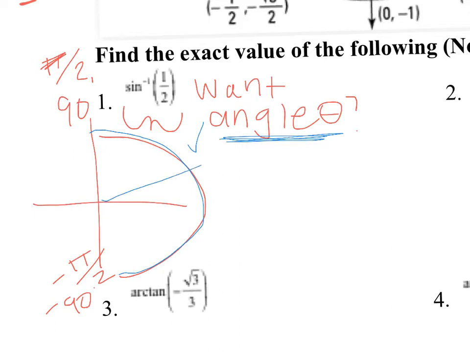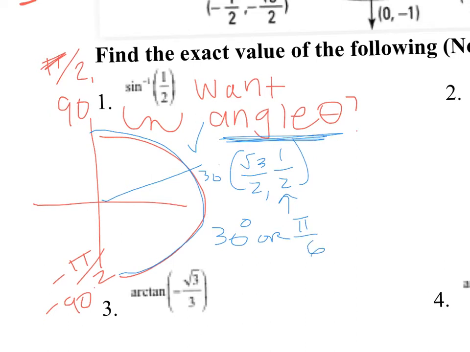So we know that at 30 degrees, it's root 3 over 2 for cos, 1/2 for sine. So our answer would be at 30 degrees, that's between 0 and 90, or you could say pi over 6 if you do it in radians.